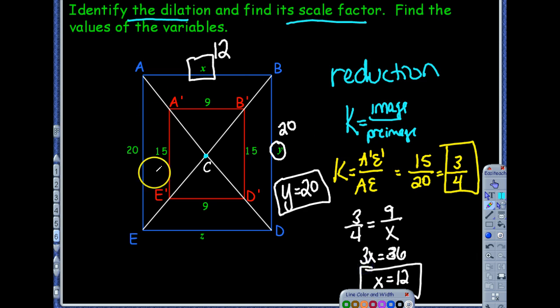The other side we are supposed to find is Z. Which is going to also be 12. Exactly. So really, we only had to use the scale factor instead of a proportion for one of them. Right.